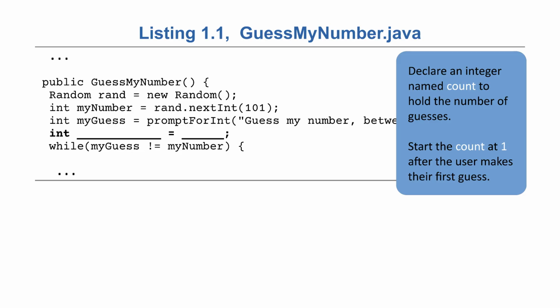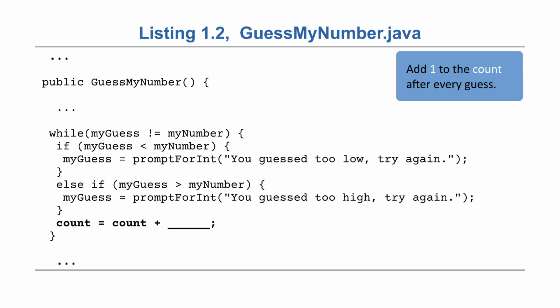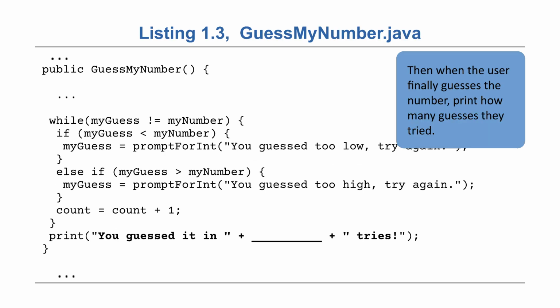Declare an integer named count to hold the number of guesses. Start the count at 1 after the user makes their first guess. Next, add 1 to the count after every guess. Then, when the user finally guesses the number, print how many guesses they tried. Run it. What happened? When you finally guess the correct number, it should print how many guesses it took you to guess it.